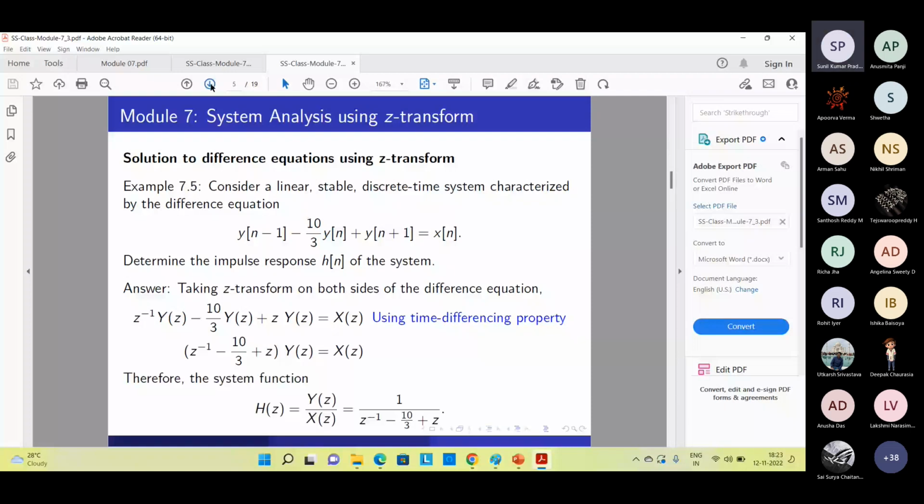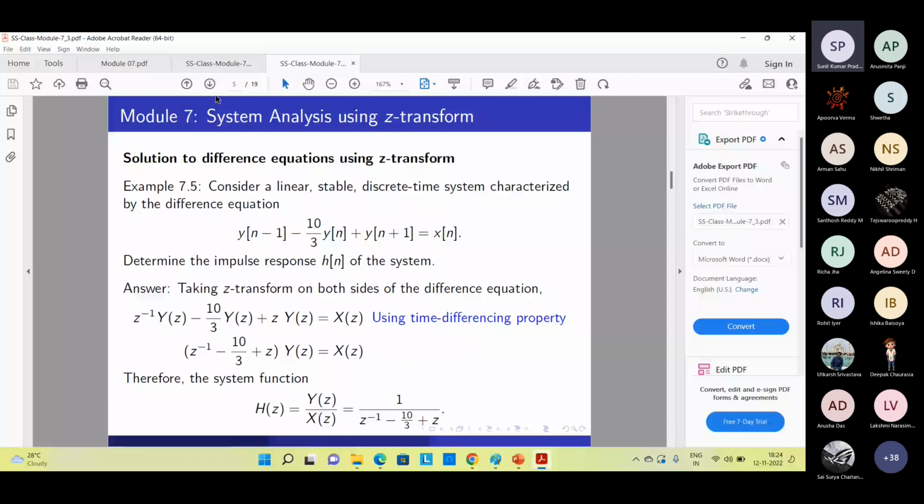So what will be your system function then? Your system function will be the ratio of Y(z) divided by X(z). So that gives rise to your H(z). Your H(z) is nothing but your system function, or you can say your transfer function. So what will be this value? 1 divided by Z inverse minus 10/3 plus Z. But remember, what does the question ask here? It is asking for h(n). So you have to do something to find h(n). How can we do that? You can do it by taking the inverse Z transform. That gives rise to your h(n).